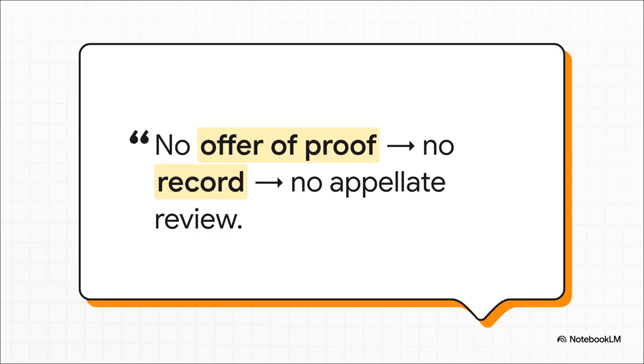The lesson from Alley is a harsh one, but it's a simple little piece of math. No offer of proof means there is no record of the excluded evidence. No record means there's nothing for the appellate court to even look at.